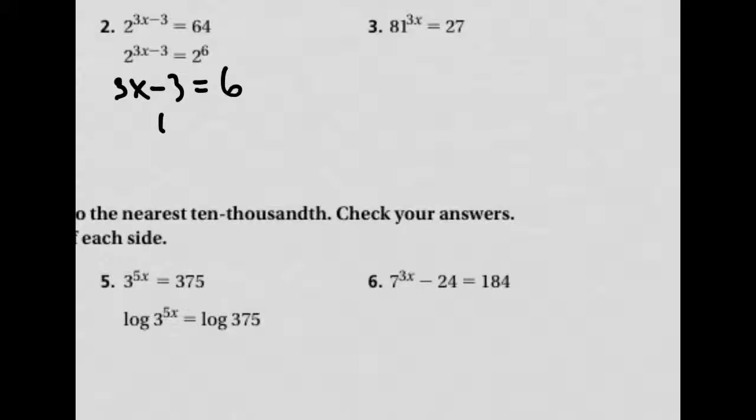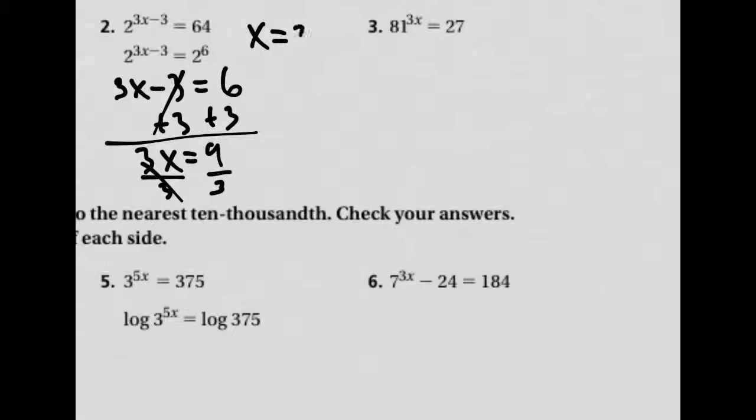And then we add 3 to both sides. And so 3x equals 9. And then we divide by 3. And so x equals 3 is my final answer.